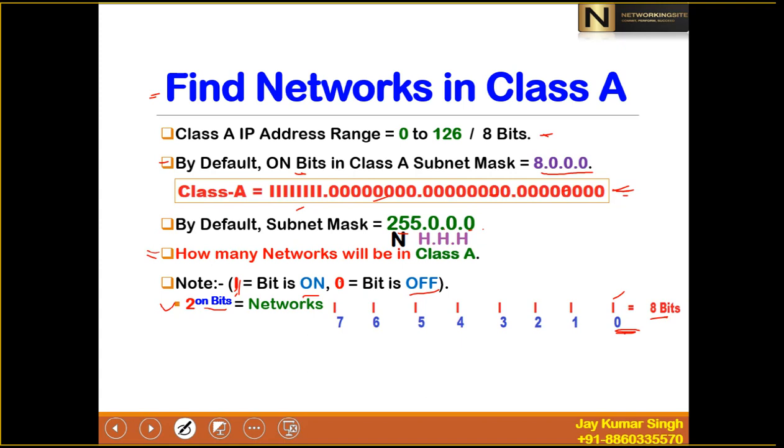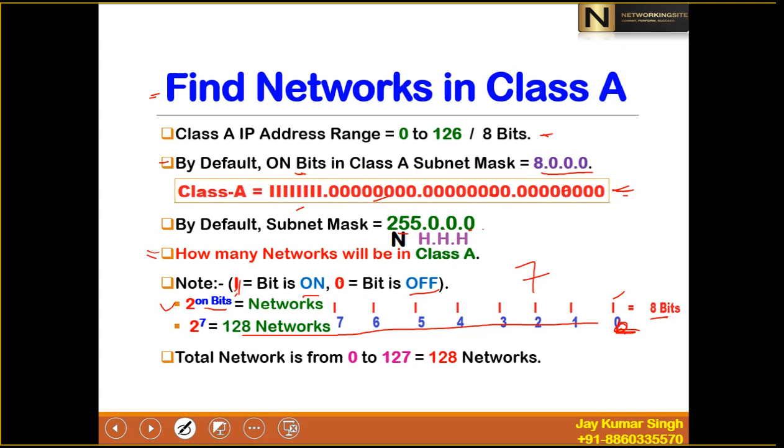How many bits are there? Total is 8 bits, but the first one is off. So how many? 7. So 2 to the power 7. What is 2 to the power 7? 128, right? So 128 networks will be there in class A. Now, the total network range is from 0 to 127, right? That's why it is 128.